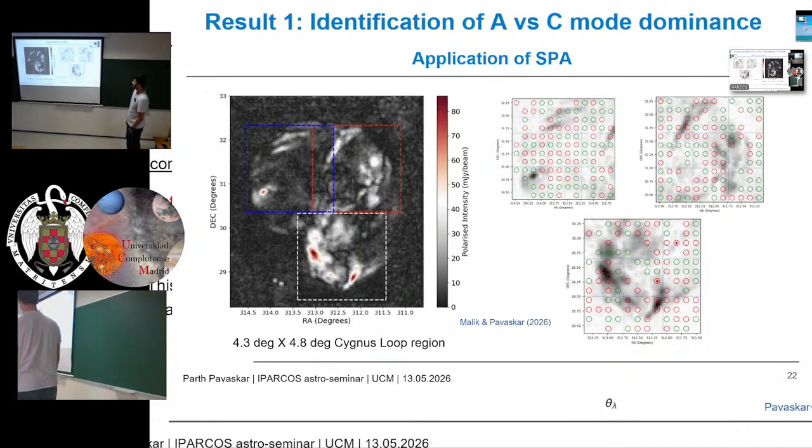And if you have questions about the observations, I'm not the person to ask. He's right there. But yeah, so my part in this was doing the SPA method with this data.